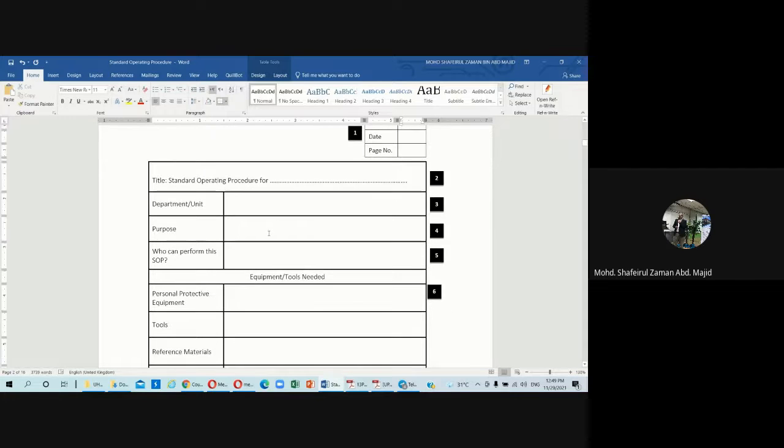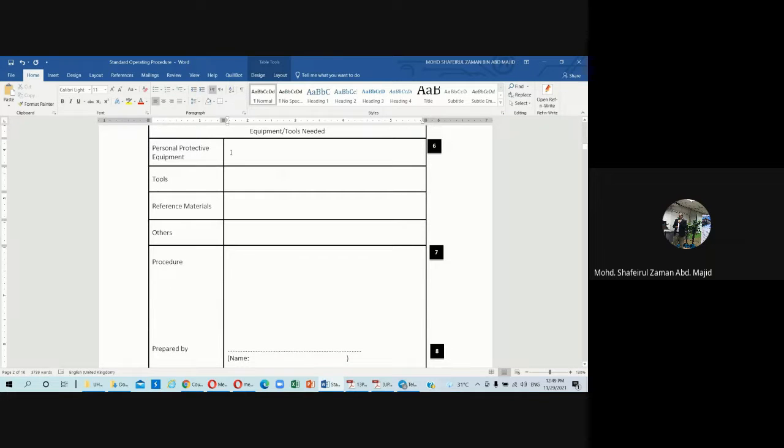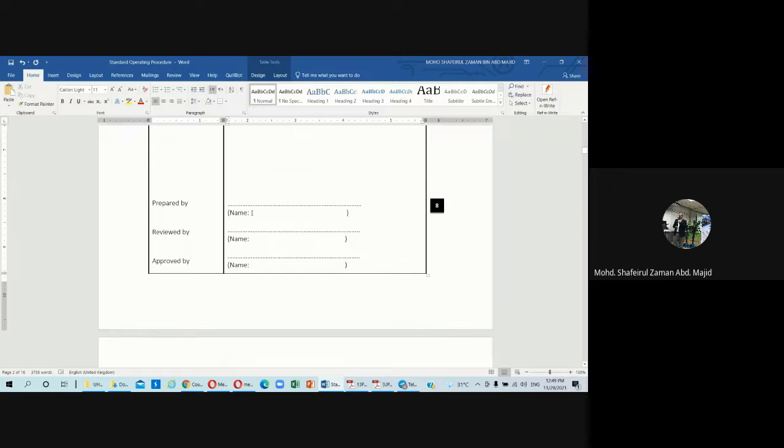Okay, so you need to have the title, standard operating procedure for what, the department or unit, purpose, who can perform this SOP, PPE (personal protective equipment), tools, reference materials, others, and the rest. Prepared by, though it is not stated in the question paper, okay, but what you need to do is like this. When you are given the SOP template and you need to fill it in, you need to also add in the designation.